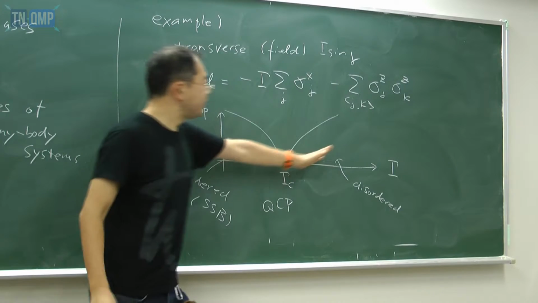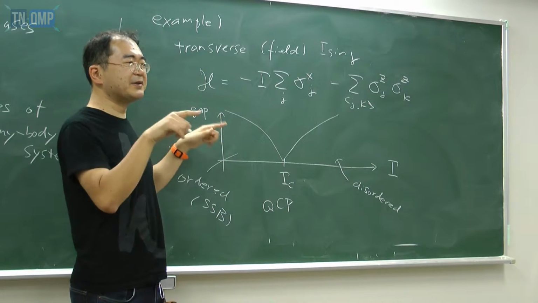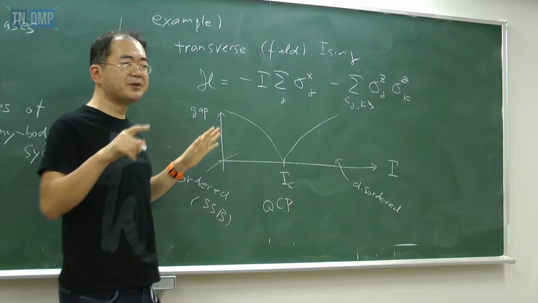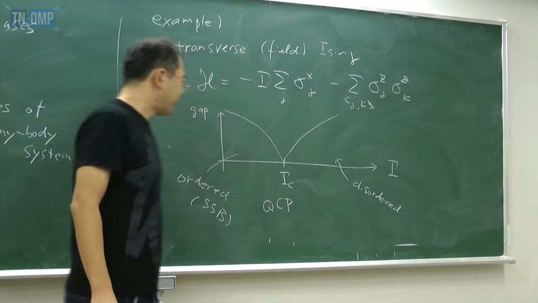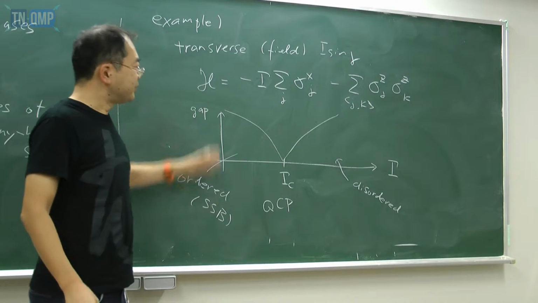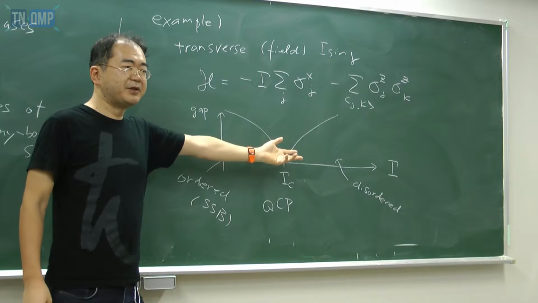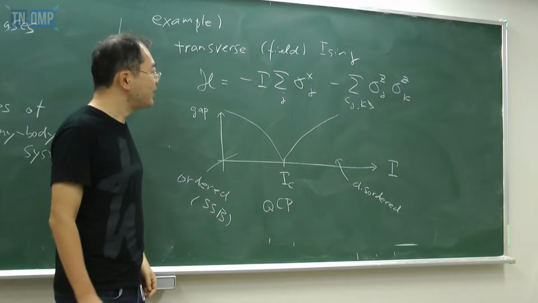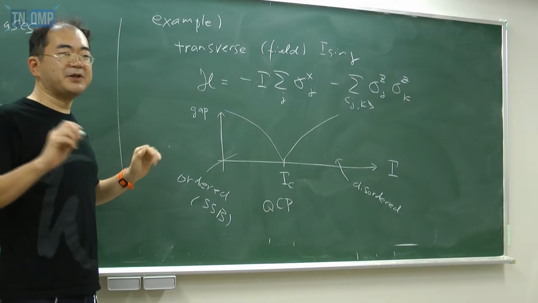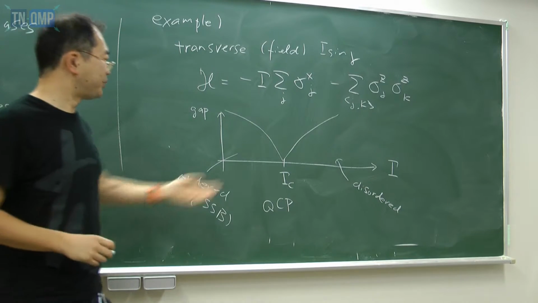Of course, in this limit, the spins are pointing to the x direction. So in that sense, it's ordered, but there is no spontaneous breaking of symmetry. So in that sense, this is trivial. So in this model, we can clearly distinguish the ordered phase from the disordered phase in terms of spontaneous symmetry breaking. So this is the most characteristic case of quantum phase transition between different phases.